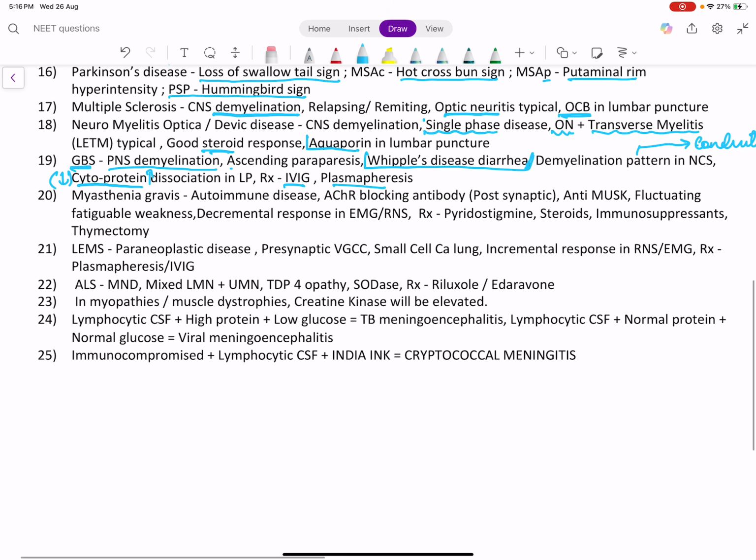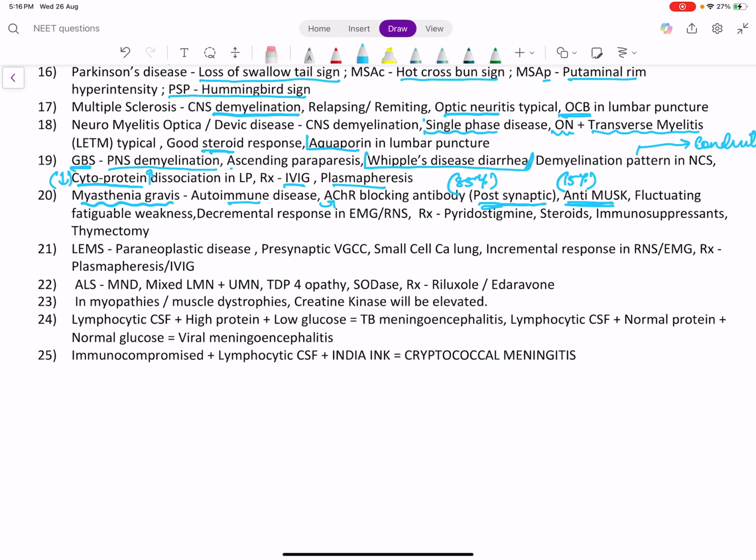Now coming to the pure muscular diseases. A disease of the neuromuscular junction is myasthenia gravis. It is an autoimmune disease where there are blocking antibodies against the acetylcholine receptor. Acetylcholine receptor is a postsynaptic receptor. Acetylcholine receptor positivity is seen in 85% of cases. In the remaining 15% cases, we may have anti-MuSK antibody positive. The classical clinical picture is fluctuating fatigable weakness.